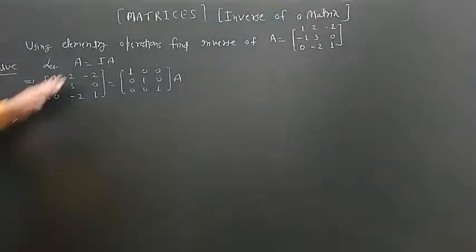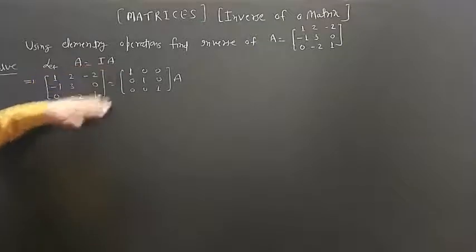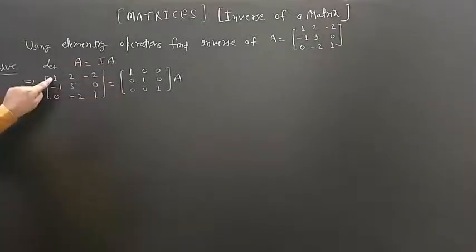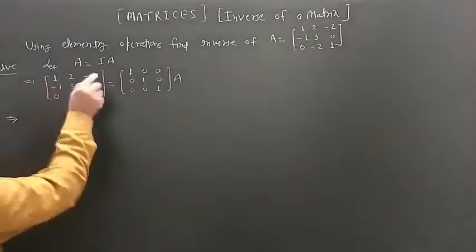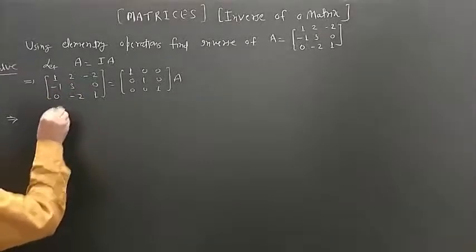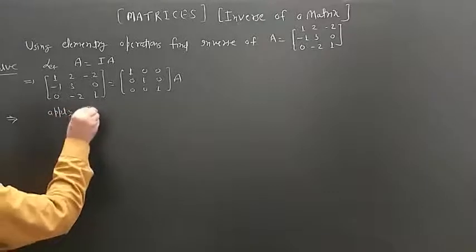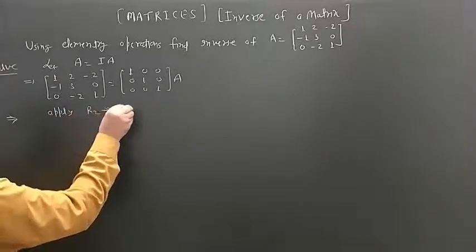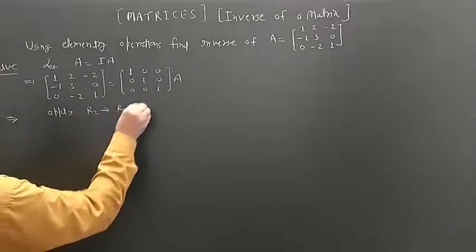First, our objective is that we want to convert this matrix into identity matrix. So 1 is there, so there is no change this time in first row. In second row, we want 0 there. So now apply R2 replaced by R2 plus R1.